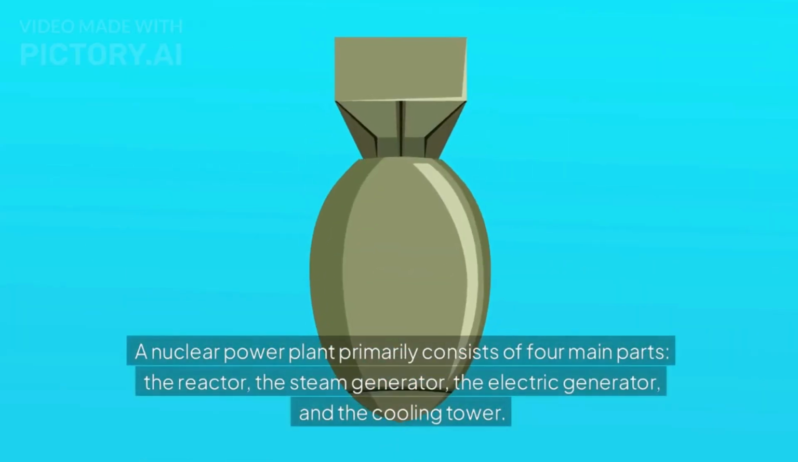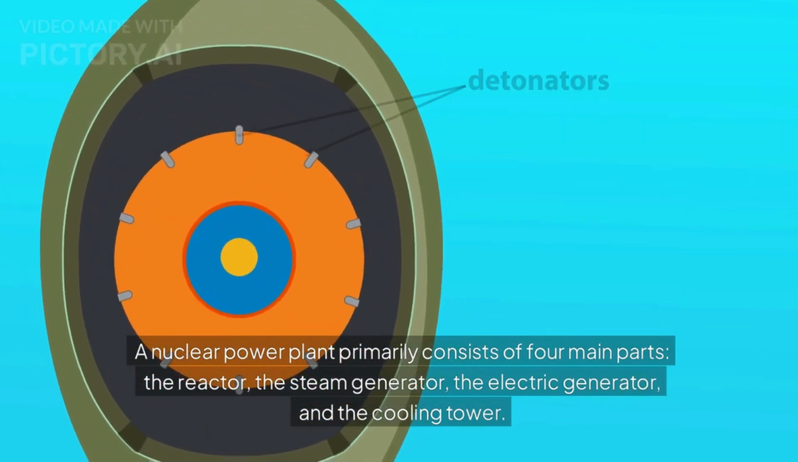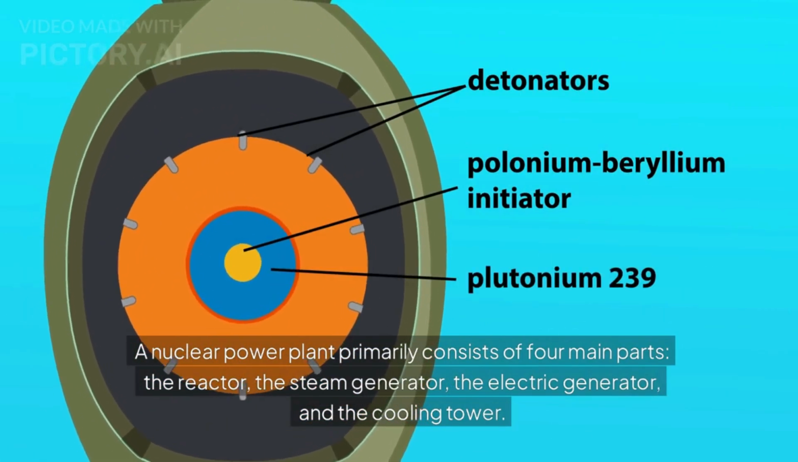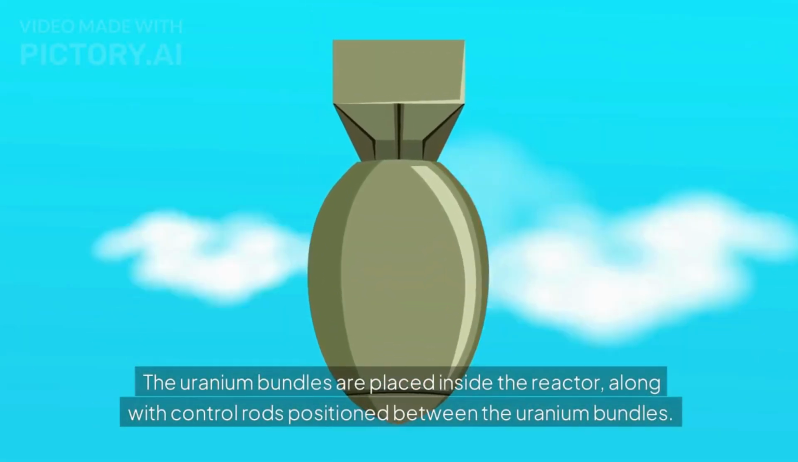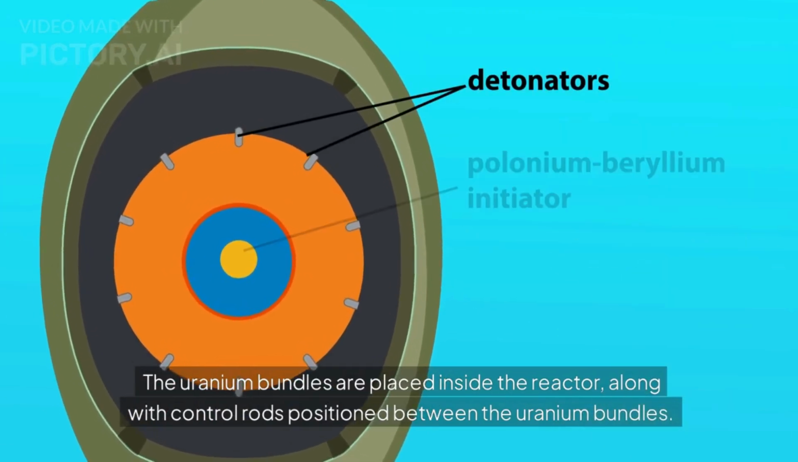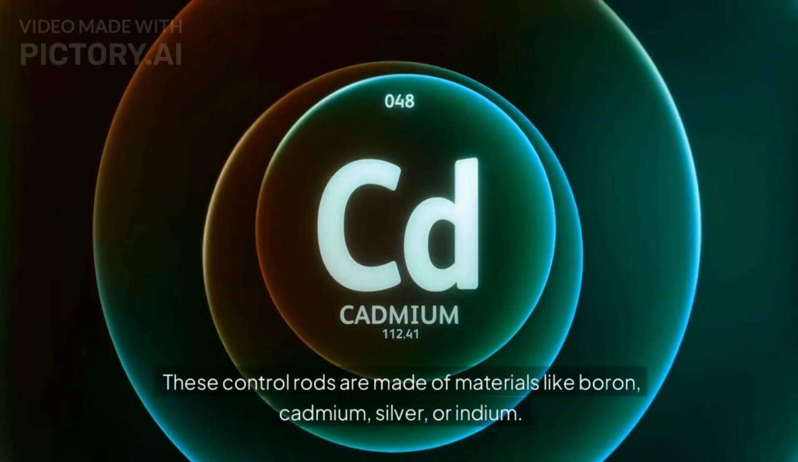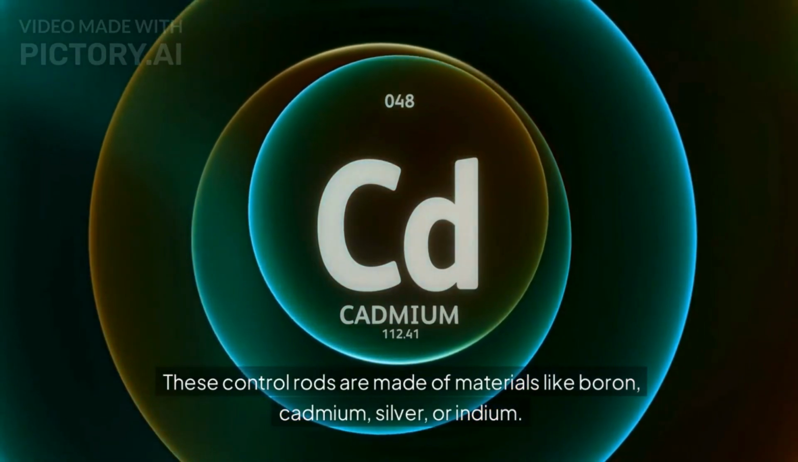A nuclear power plant primarily consists of 4 main parts: the reactor, the steam generator, the electric generator, and the cooling tower. The uranium bundles are placed inside the reactor, along with control rods positioned between the uranium bundles. These control rods are made of materials like boron, cadmium, silver, or indium.